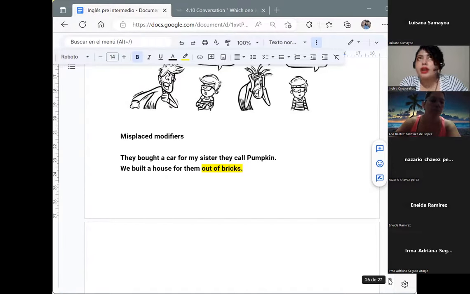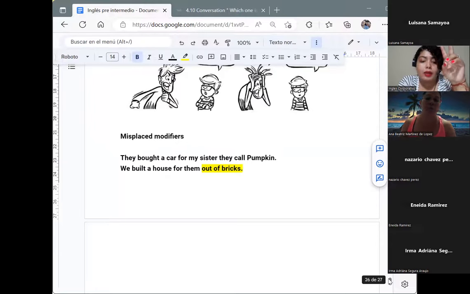So, in this, vamos a dividir las dos. In the first one, ya vimos más o menos de qué trata, ¿verdad? La oración. But in the first sentence, who is pumpkin in this statement? Ya decíamos, ¿quién es pumpkin? ¿Es el carro? ¿Es la hermana? Pues no lo sabemos porque está mal escrito, ¿verdad? No le hemos puesto como una división a esa oración.